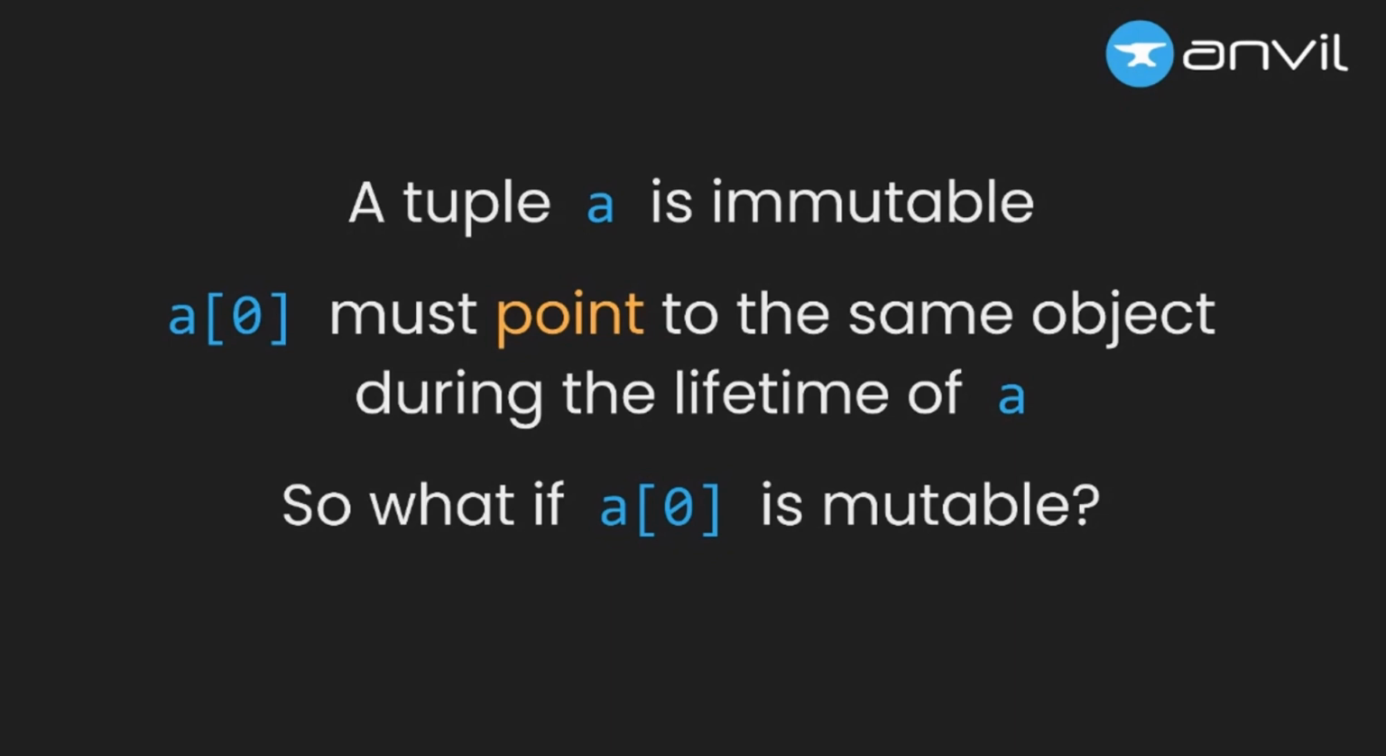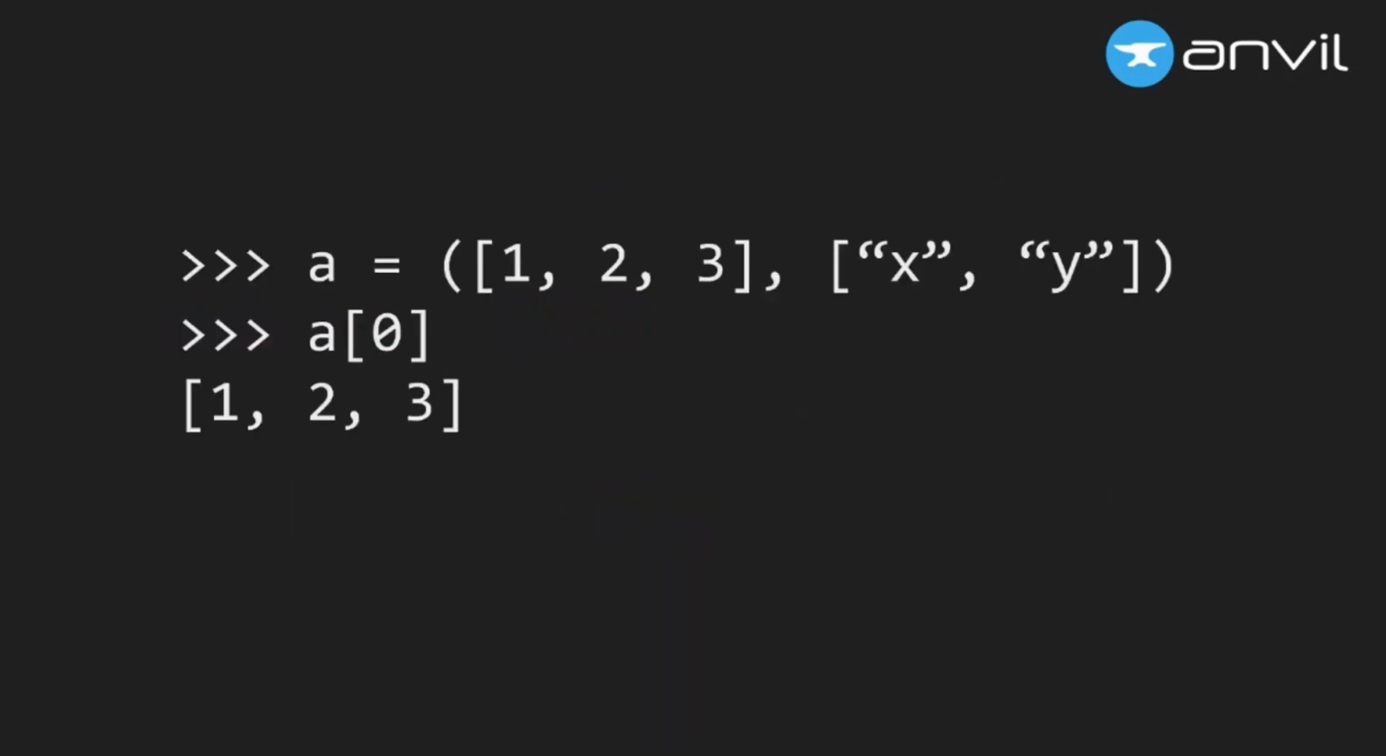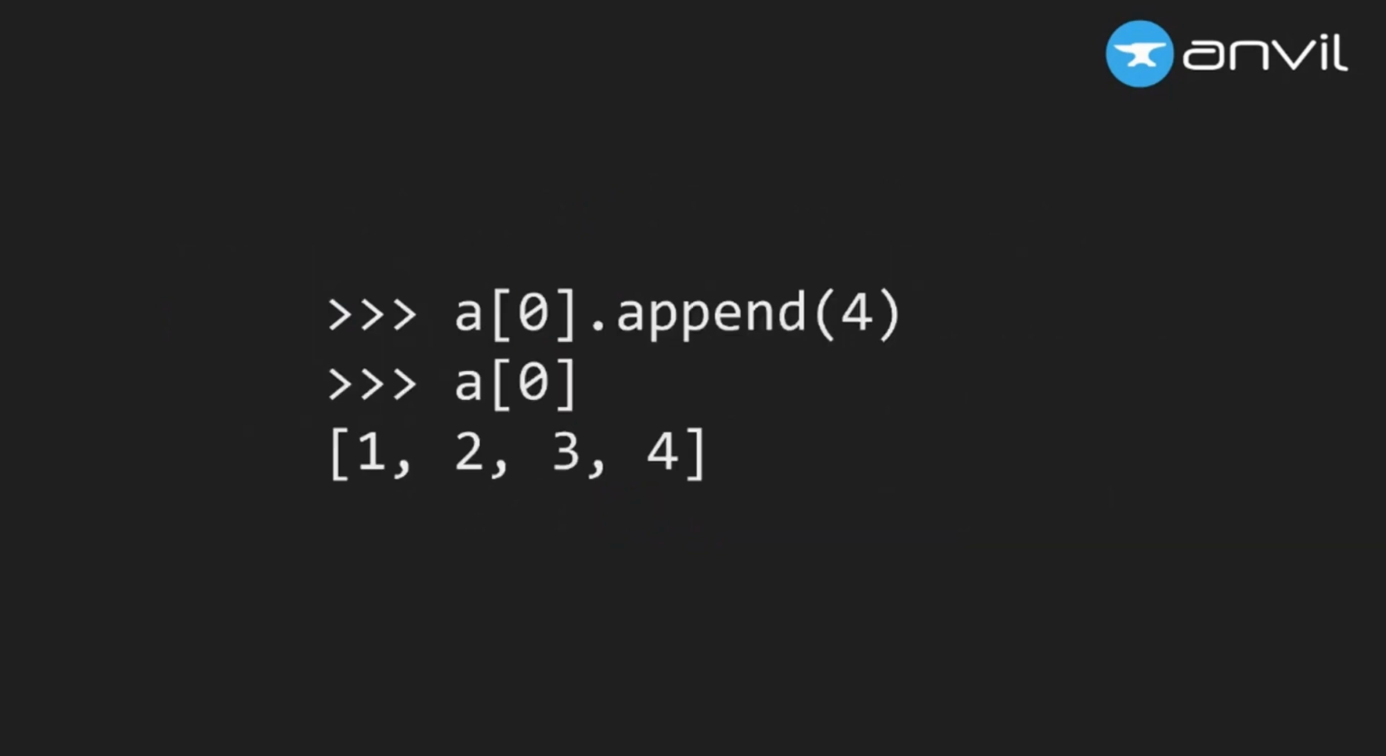So let's say that the first element of our tuple is a pointer. What if we change the value that it points to? Let's say that we've got a tuple that contains lists. Now, the first element of this tuple is a list 1, 2, 3, and we can append to it. The value of the first element of that tuple hasn't changed. It's pointing to the same object in memory, but that object in memory has been mutated.